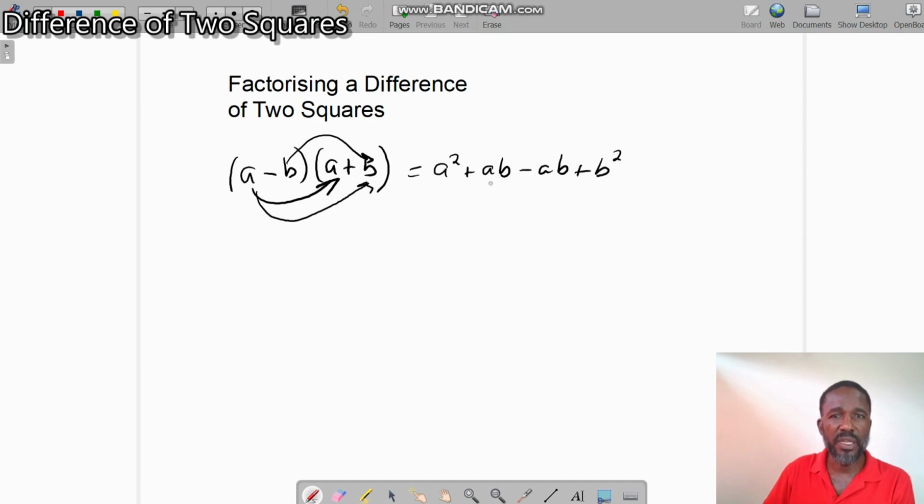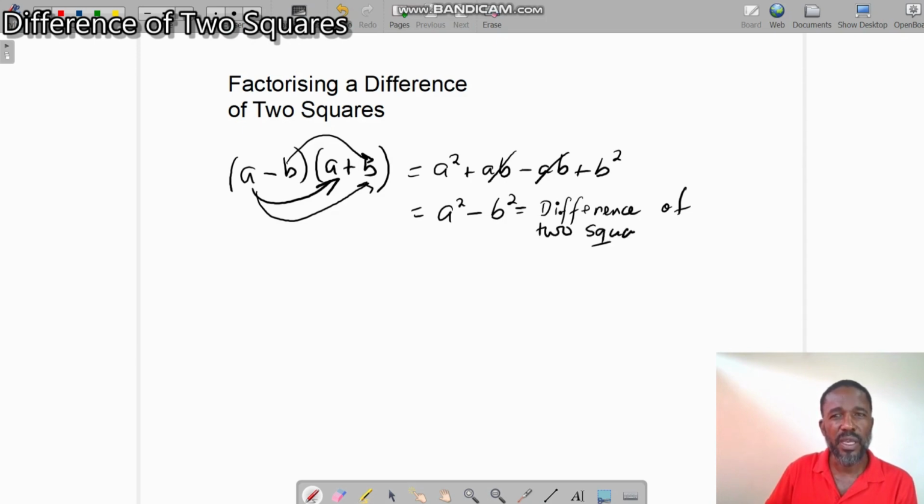So if we look at these two middle terms, what we are going to realize is that we have a positive ab and a negative ab, hence these two middle terms will cancel each other. And so we are left with a squared minus b squared. So here we have what is called the difference of two squares. And it's called the difference of two squares because here the operation that we are performing is a subtraction, and then we have the two square terms, hence that is called the difference of two squares.